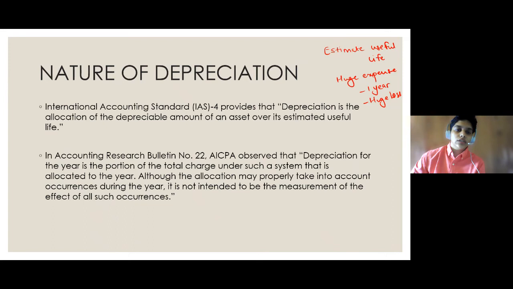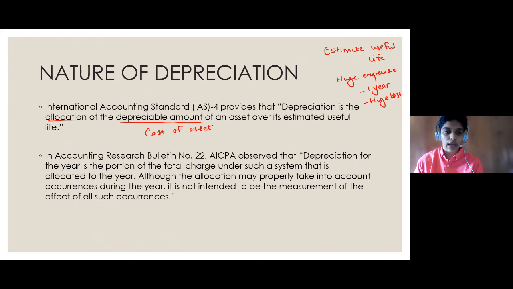So this International Accounting Standard 4 has stated that depreciation is allocation of depreciable amount of an asset over its estimated useful life. Allocation I have already covered before. Now, what is depreciable amount? To understand depreciable amount, first we need to understand the cost of an asset.